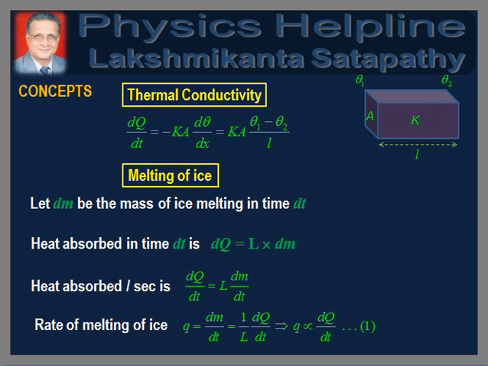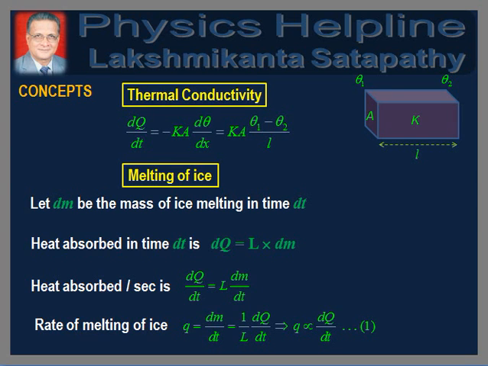Let the ends of the rod be maintained at temperatures theta 1 and theta 2 such that theta 1 is greater than theta 2. Then d theta by dx is equal to theta 2 minus theta 1 divided by L, which is equal to minus theta 1 minus theta 2 by L. Therefore, we have dQ by dt is equal to KA theta 1 minus theta 2 by L.